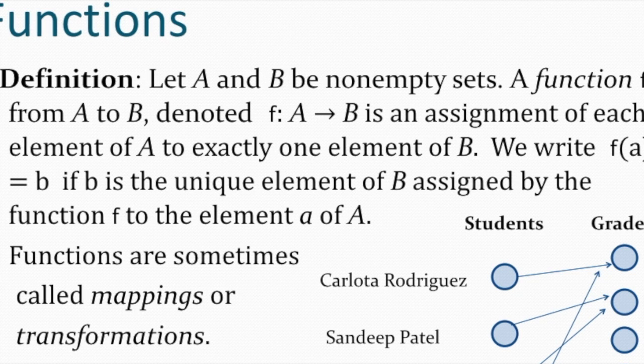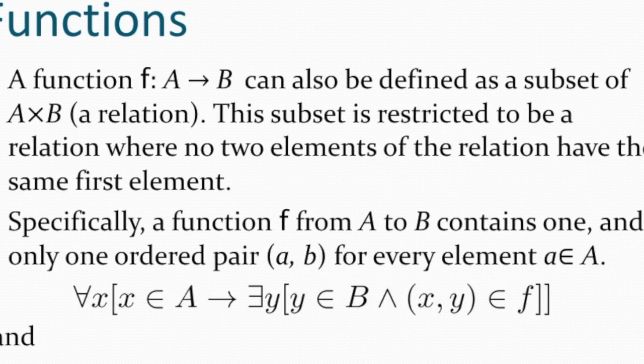So for example, Rodriguez, he got an A, so I map him to A from set B. Patel, he got B, so I mapped him to B. Williams, he is mapped to A again, and Scott, he's mapped to A. So this is what we mean by a mapping or a transformation, and this is basically a function.